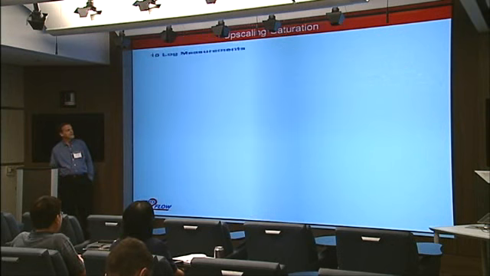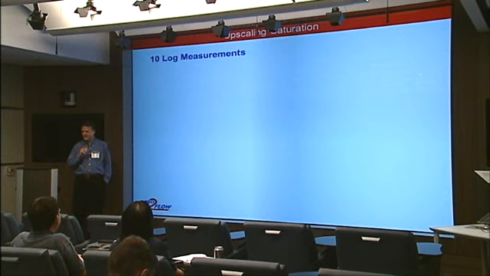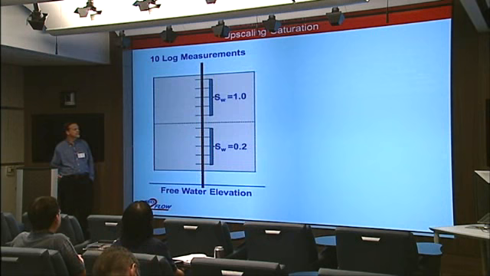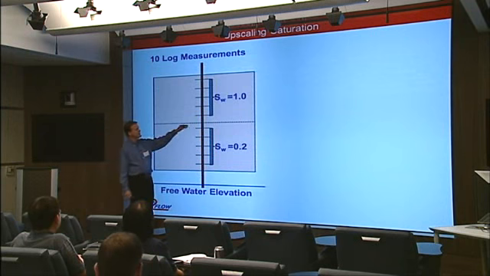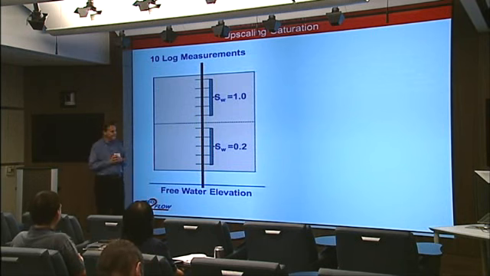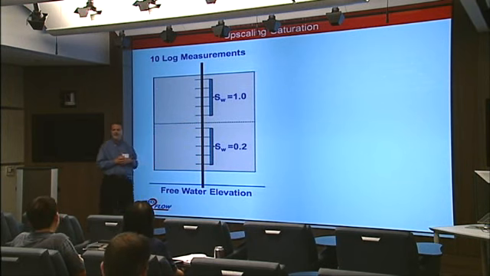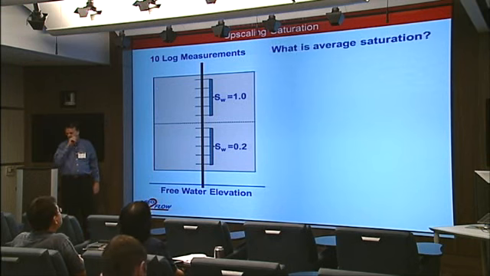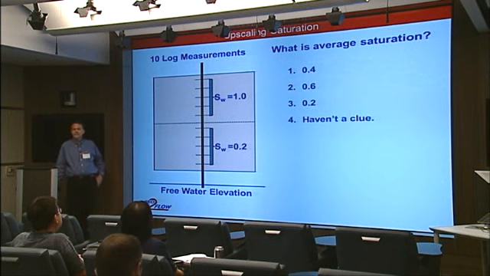So let's start with a little quiz here. I've got 10 log measurements that penetrate a Petrel cell. Here are the 10 measurements. 5 of them have a water saturation of 1. 5 have a water saturation of 0.2. We're up above the free water elevation. So the question is, what is the average saturation? And it's multiple choice. Geologist choice is usually number 4.